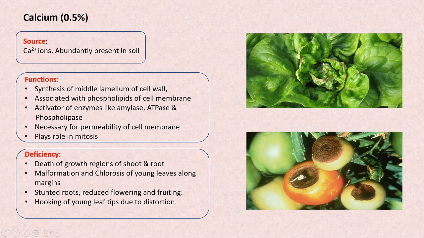Chlorosis is nothing but yellowing of leaves, and it also shows stunted roots and reduced flowering and fruiting, and hooking of young leaf tips due to distortion. Hook-like structure: the young leaf tips form a bend and look like a hook, due to distortion. So these are the deficiency symptoms of calcium.